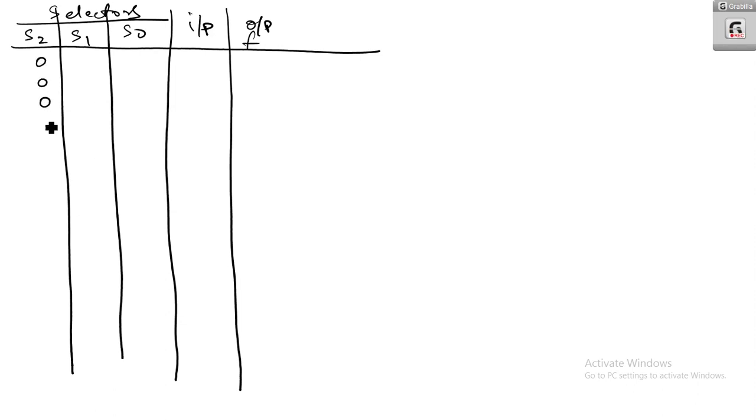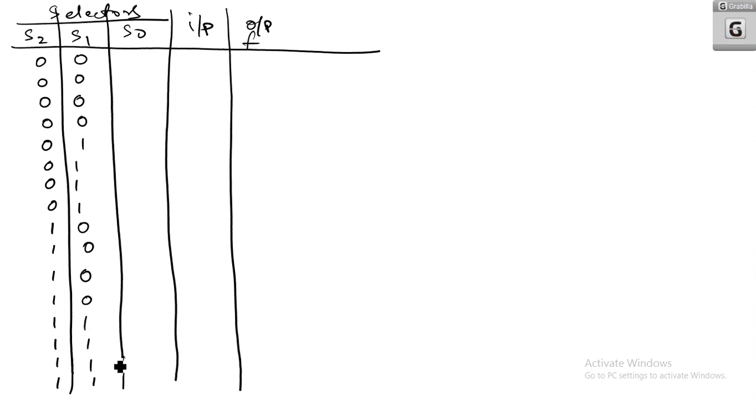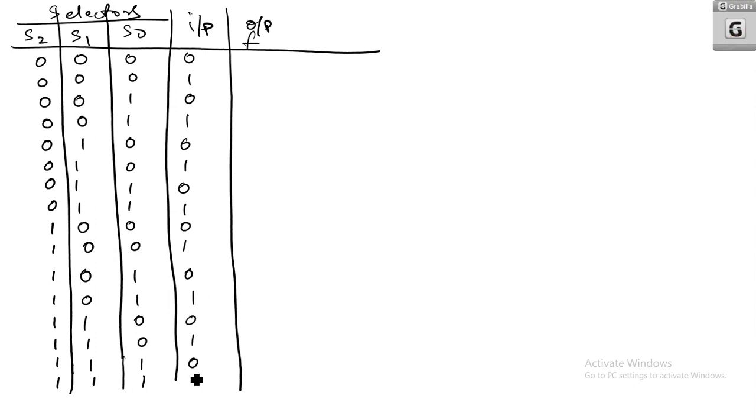So, 1, 2, 3, 4, 5, 6, 7, 8, and again 1 to 8, filling in the truth table with the input combinations of 0s and 1s. You can take the decimal equivalent of 0, 1, 2, 3, 4, 5, 6, 7, 8, 9, 10, 11, 12, 13, 14, and 15.